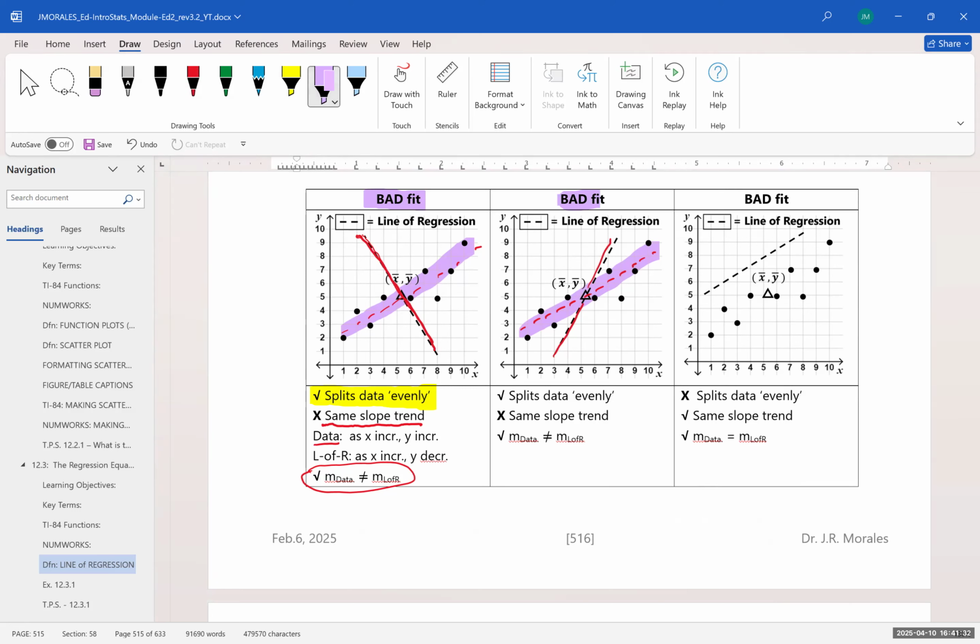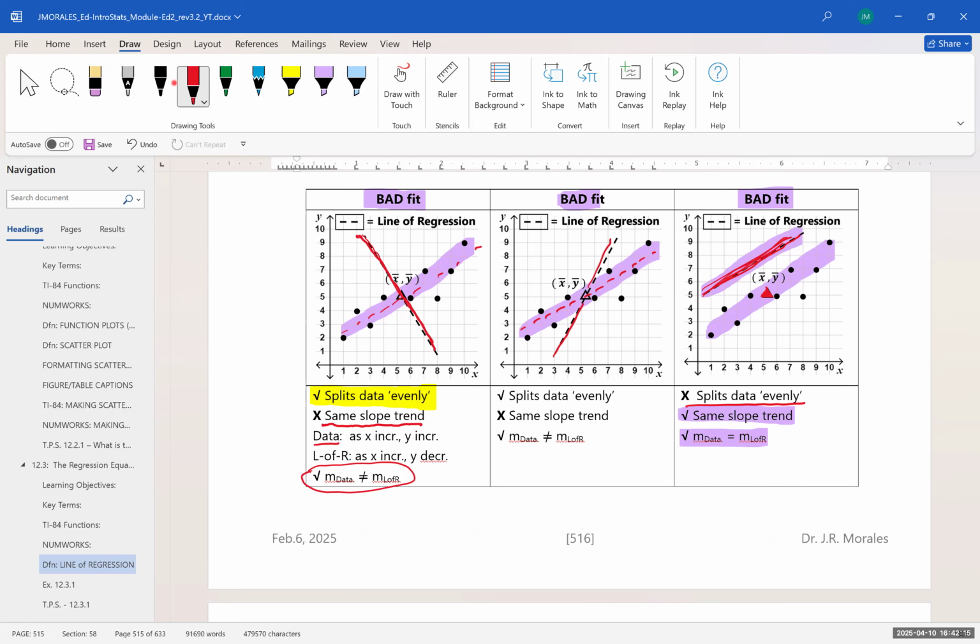Now, this third example of a bad fit is where we have the slope of our data. You'll notice that the slope of the line of regression appears to be the same, right? The slopes are the same. That's good. But what's bad is that this line of regression isn't even going through our data. It's not splitting the data evenly. And this line of regression will always go through this calculated point of x bar, y bar, and this line of regression is not doing that.